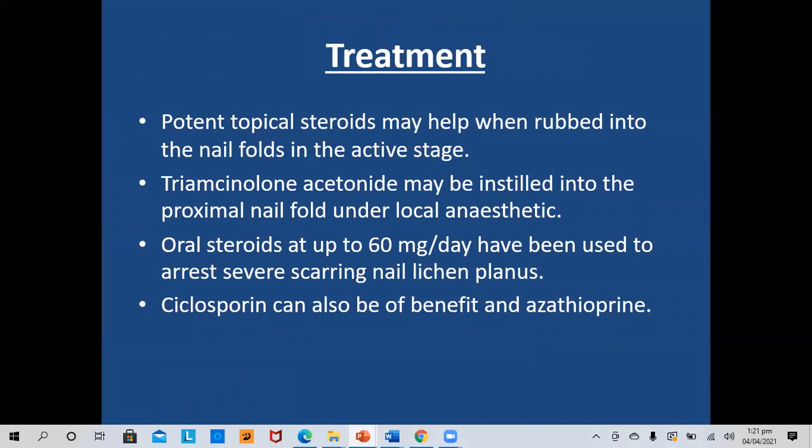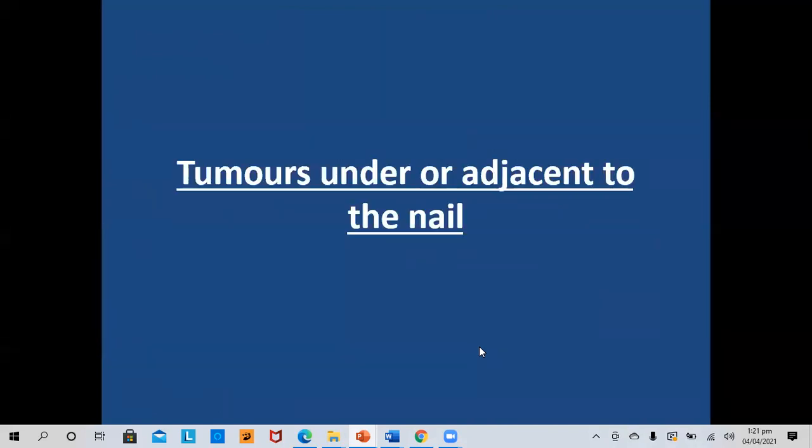Lichen planus is treated by potent topical steroids rubbed on the nail folds in active stages. Triamcinolone acetonide may be instilled into the proximal nail fold with local anesthesia. Oral steroids up to 60 mg may be used to arrest severe scarring of the nail in nail lichen planus. Cyclosporin can be of benefit as a therapy as well.